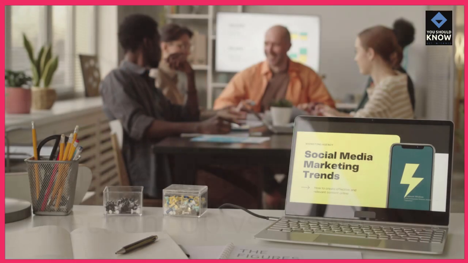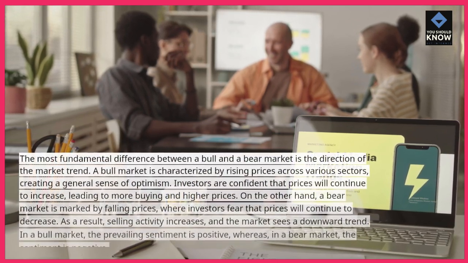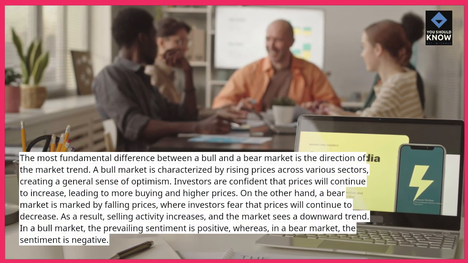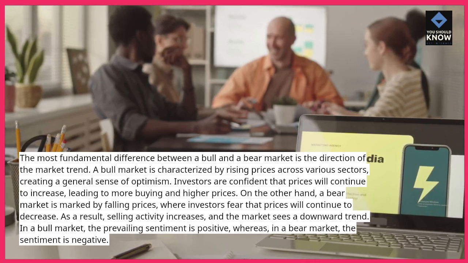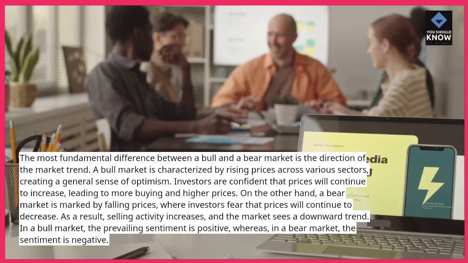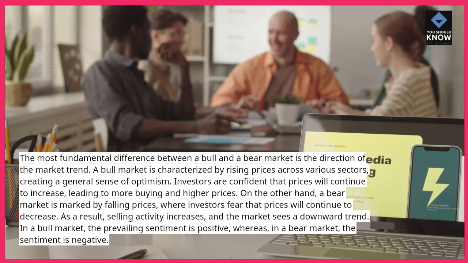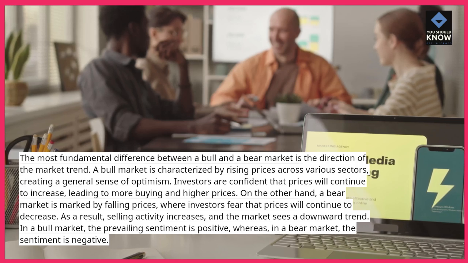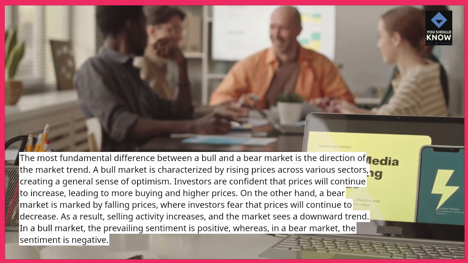1. Market trend direction. Up versus down. The most fundamental difference between a bull and a bear market is the direction of the market trend. A bull market is characterized by rising prices across various sectors, creating a general sense of optimism. Investors are confident that prices will continue to increase, leading to more buying and higher prices. On the other hand, a bear market is marked by falling prices, where investors fear that prices will continue to decrease. As a result, selling activity increases, and the market sees a downward trend. In a bull market, the prevailing sentiment is positive, whereas, in a bear market, the sentiment is negative.